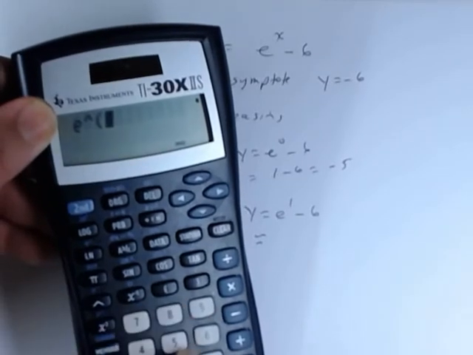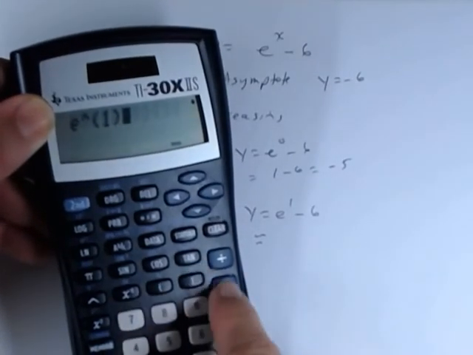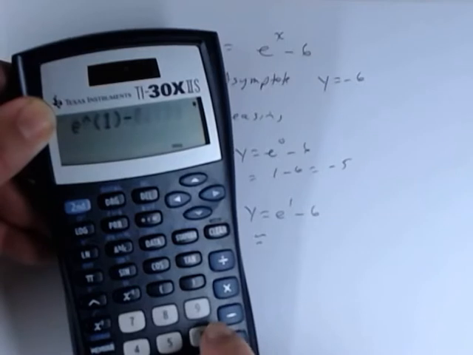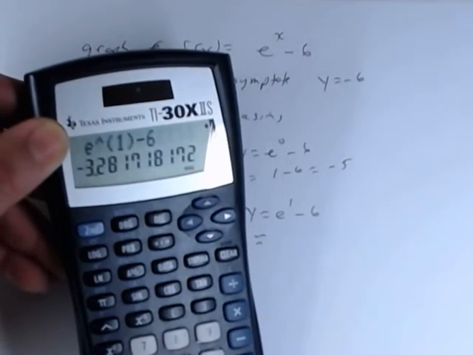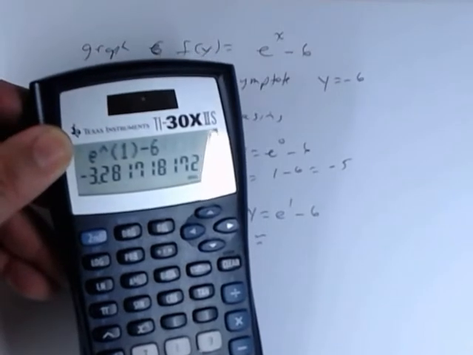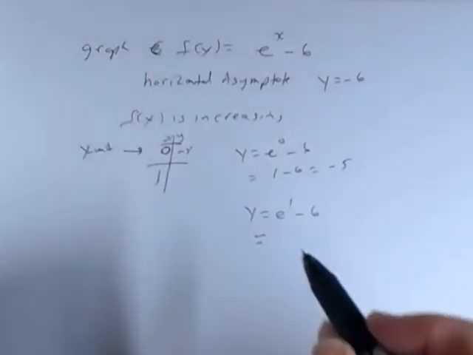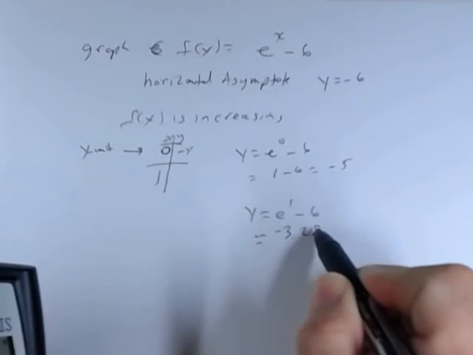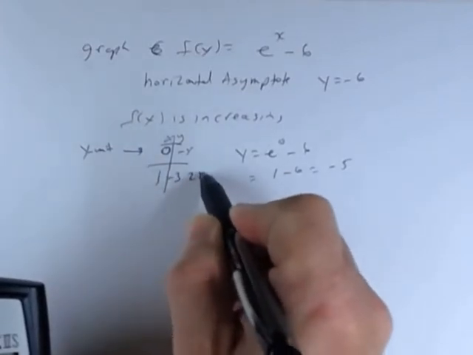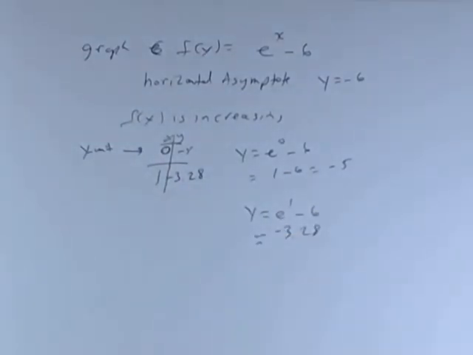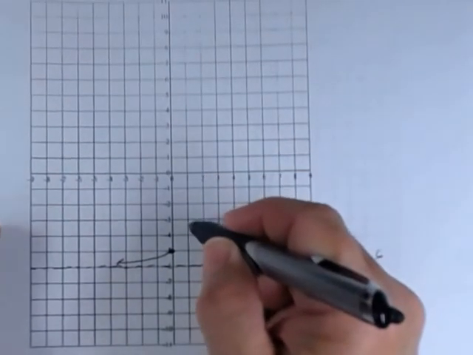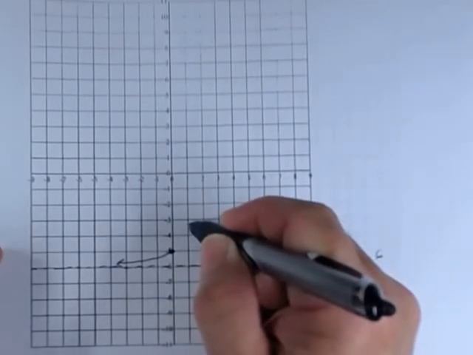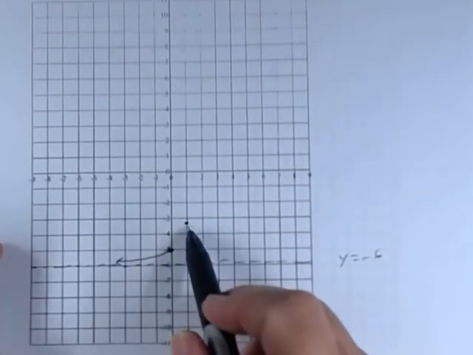E, you're going to say to the first, close that, though, and then subtract what? 6, and then press equal, and you get about -3.28. Make sure you got that -3.28. All right, so I plot that point. That's an approximation. So 1, -3.28 is close to -3. It's about here.